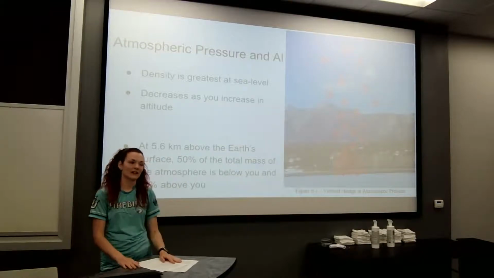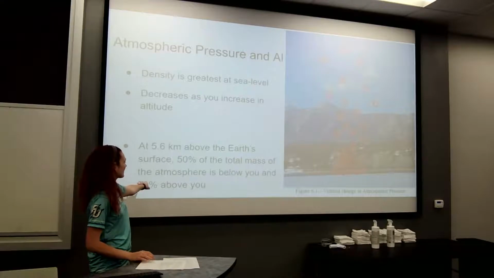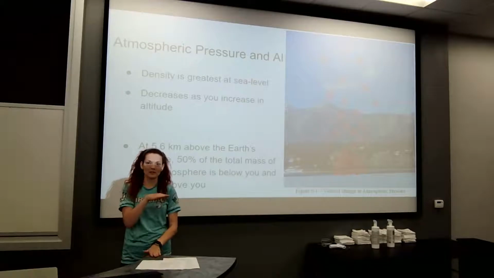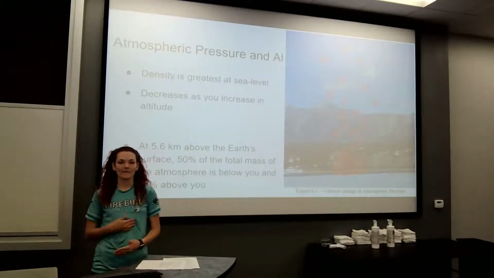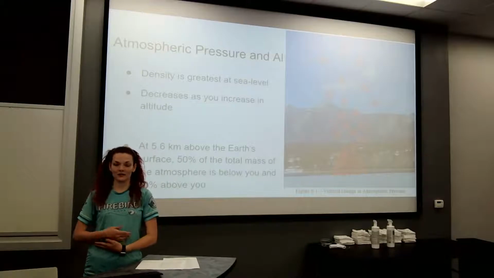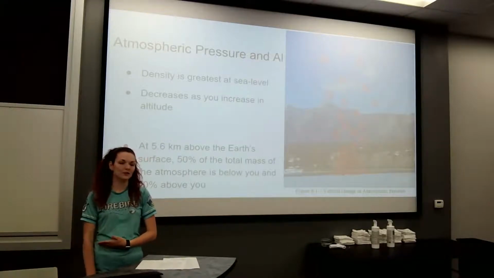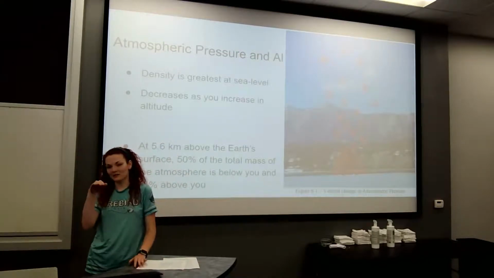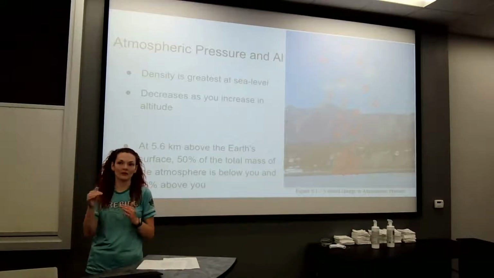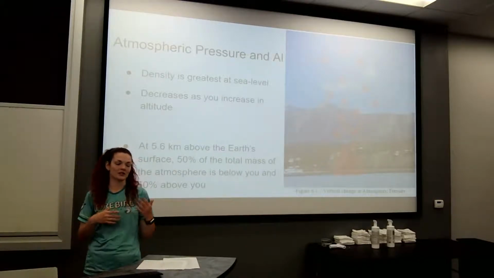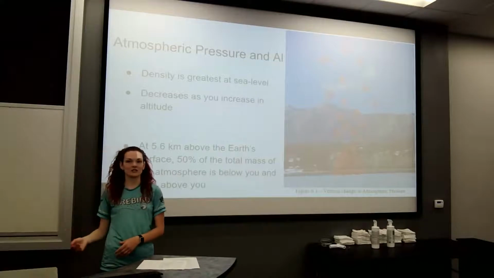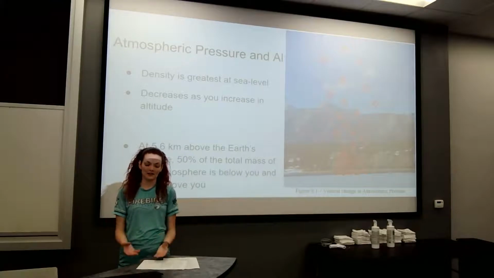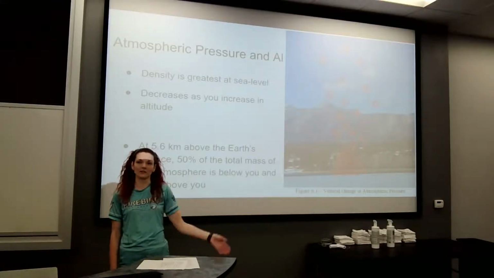They're very spread out. And so something to keep in mind is that if you go up 5.6 kilometers off the Earth's surface, then 50% of the gas molecules, all that mass in the atmosphere, is below you, and 50% is above you. So you're not halfway through the atmosphere distance-wise, but you are halfway through it mass-wise, like the concentration of the molecules. So that just shows you only 5.6 kilometers off the Earth's surface, half of the atmosphere is concentrated under you, and half of it's above you.